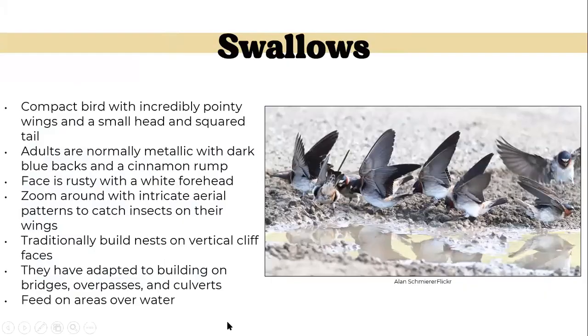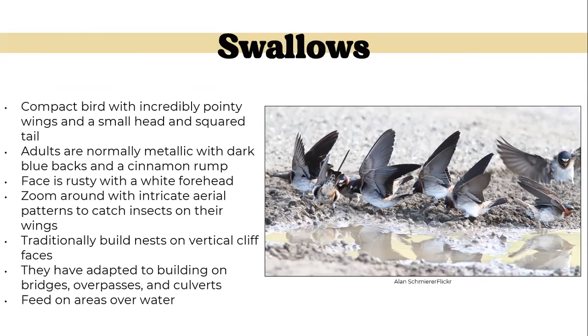All right, another bird I want to talk about in Nebraska are our swallows. We're seeing a lot of them now. They're compact birds, they have really pointy beaks, and they have a squared off tail, depending on what species you're looking at, but they're normally metallic. The ones that I'm thinking of are cliff swallows. Their face is kind of rusty colored, and they have this cinnamon colored rump on them. They zoom around in these cool aerial patterns to catch insects on their wings.